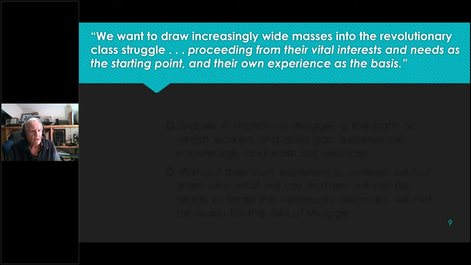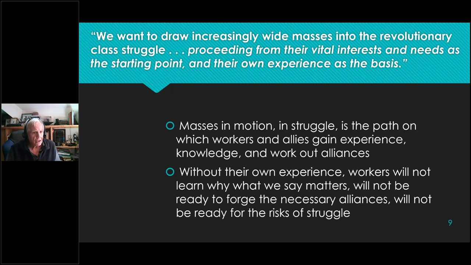So we want to draw increasingly wide masses into the revolutionary class struggle, proceeding from their vital interests and from their own experience. That's a quote from Dimitroff also. Masses in motion, masses in struggle is the path on which workers and allies gain experience, knowledge, and work out their alliances. This is true of all forms of struggle, but most particularly of the struggle for democracy. This is the field on which those alliances and coalitions and broad-based opposition to fascism can be built.